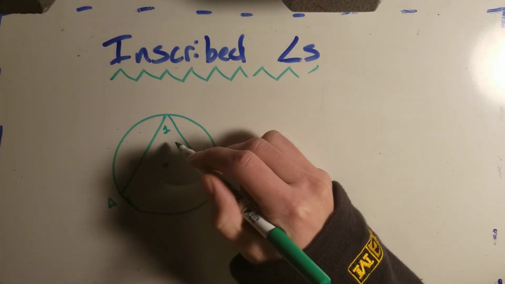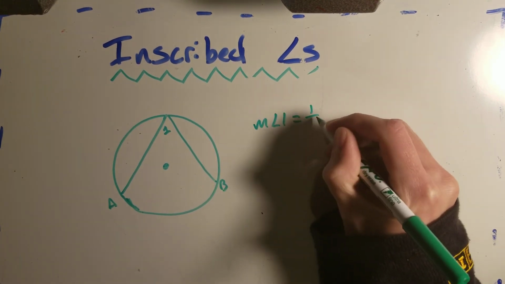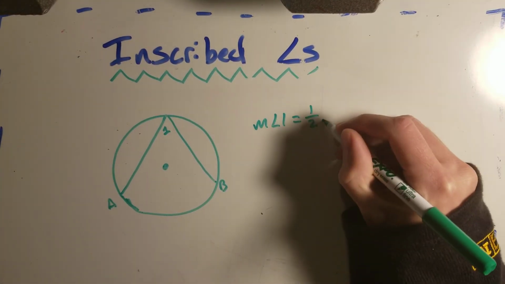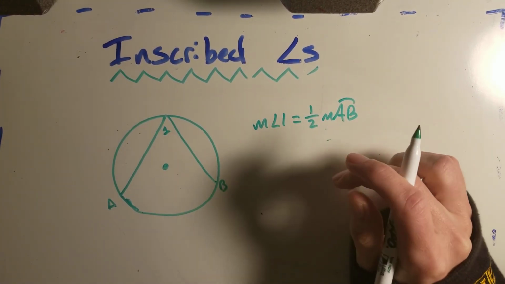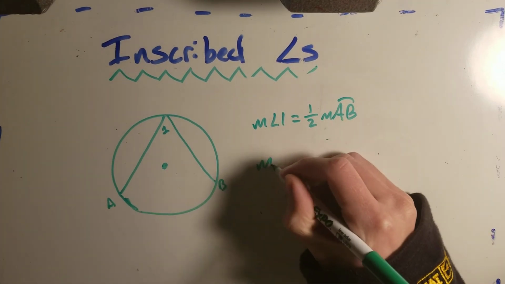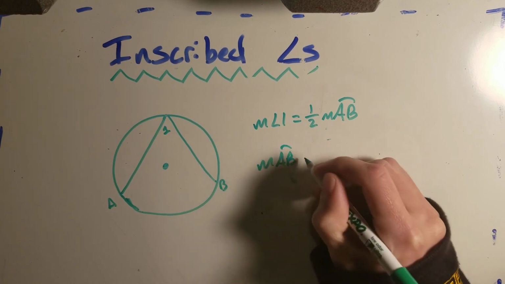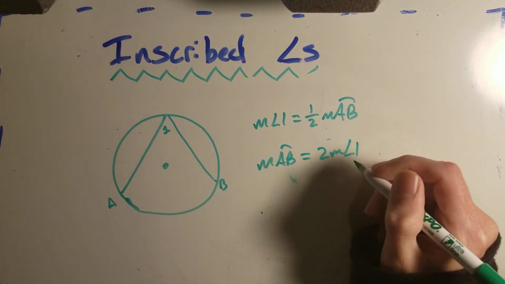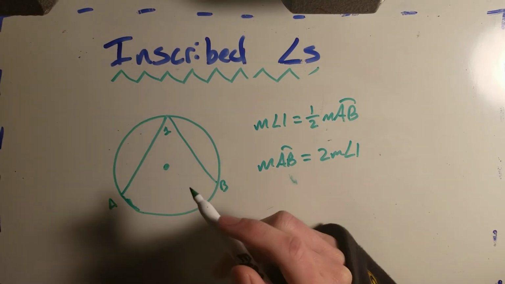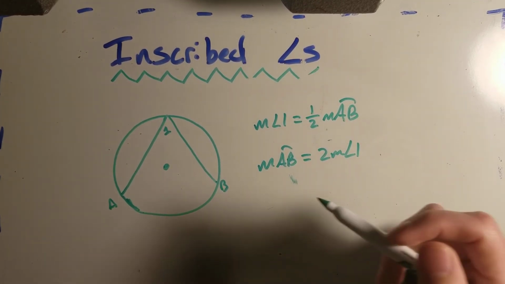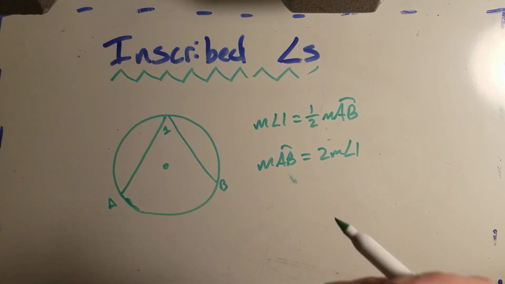So the measure of angle 1, your inscribed angle, is going to be half the measure of your arc. So one half the measure of arc AB. Or you can think of it like the measure of arc AB is equal to 2 times the measure of angle 1. The measure of this arc is going to be double the measure of that angle. And we're not going to go through the proof of this. We have to prove all 3 cases because there are 3 cases of an inscribed angle. So we'll just go to a little example problem of how we can use this theorem.